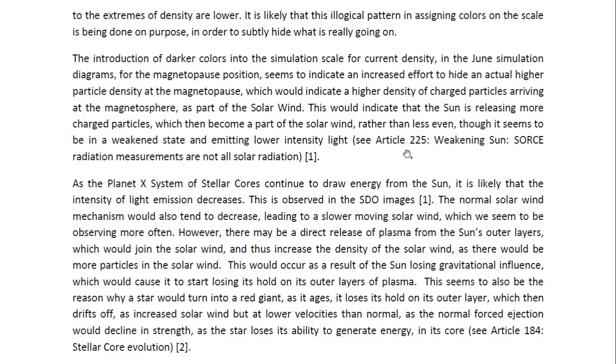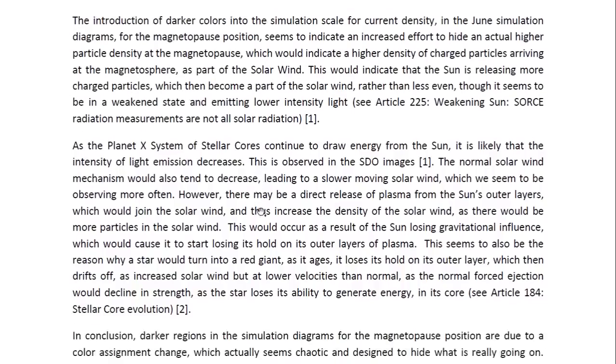And you may look at article 225 entitled Weakening Sun Source Radiation Measurements on Not All Solar Radiation for more details. Now, as the Planet X system of stellar cores continue to draw energy from the sun, it is likely that the intensity of light emission decreases. This is observed in the SDO images, which I show in this article. The normal solar wind mechanism would also tend to decrease, leading to a slower moving solar wind, which we seem to be observing more often.